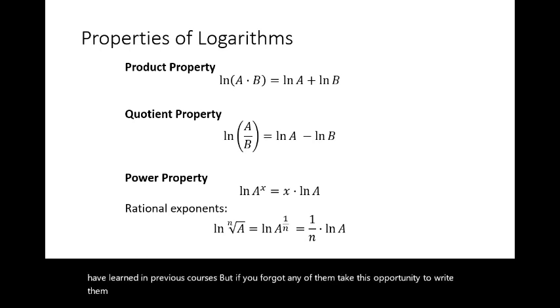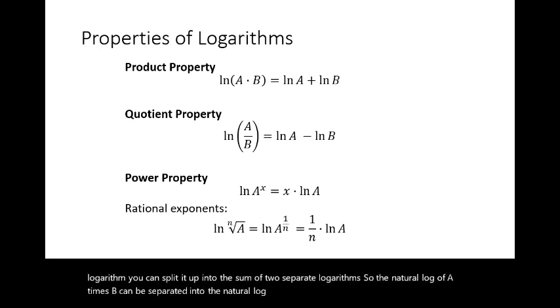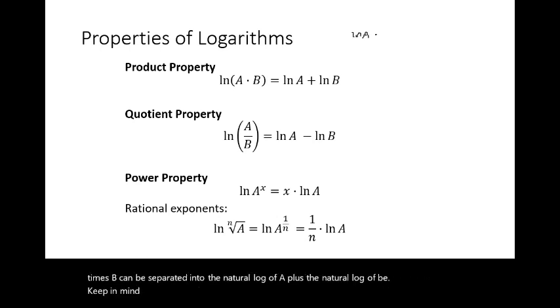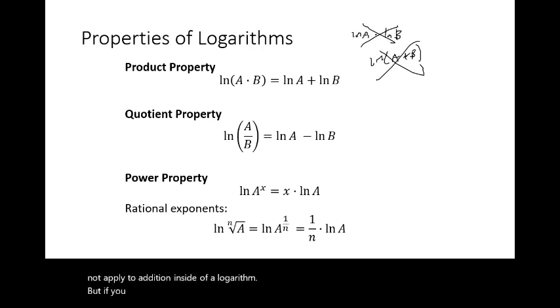So the product property of logarithm says that if you have a product inside of a logarithm, you can split it up into the sum of 2 separate logarithms. So the natural log of a times b can be separated into the natural log of a plus the natural log of b. Keep in mind this does not apply to the multiplication of 2 separate logarithms, and this does not apply to addition inside of a logarithm. But if you have a product inside of a log, you can split it up into the addition of 2 separate logs.